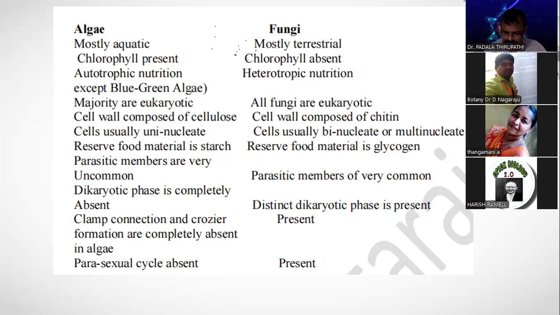You know the plasmogamy, karyogamy, and meiosis. These three steps are commonly called sexual reproduction. In sexual reproduction, these three steps are present. If these three steps are uneven, unequal, or any step is absent, that is called parasexual, the parasexual life cycle. Para means equal to sexual, but not perfect sexual.